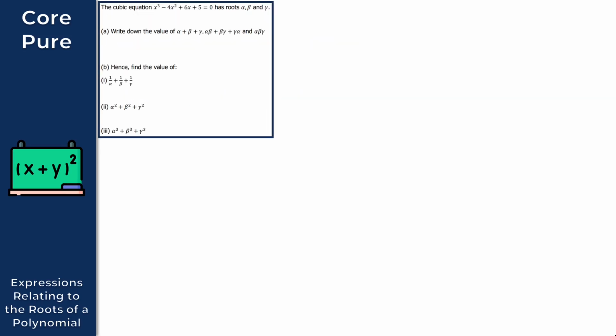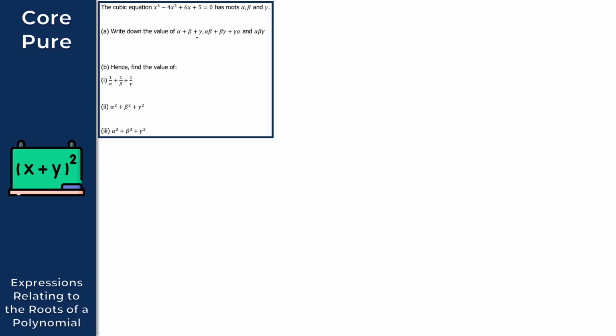Let's get started then with question 1. So what do we have here for question 1? Well, as we can see, we're given this cubic equation, and we're told that it has the roots alpha, beta, and gamma. So for the first part of this question, part A, it asks us to write down the value of the following.